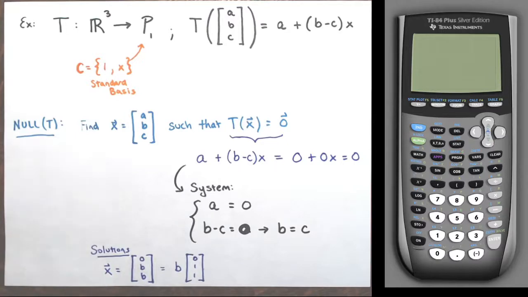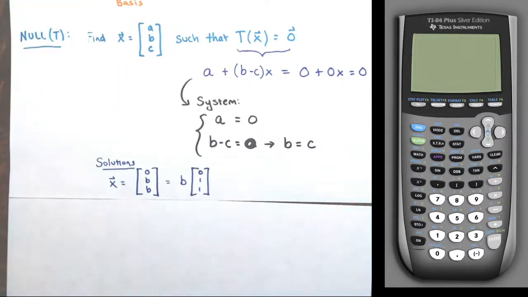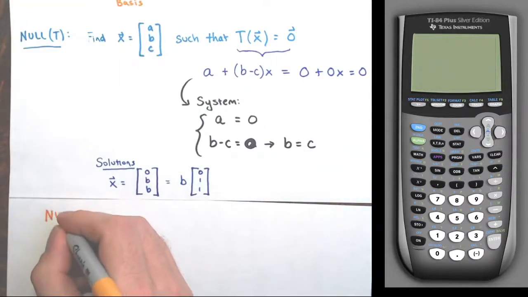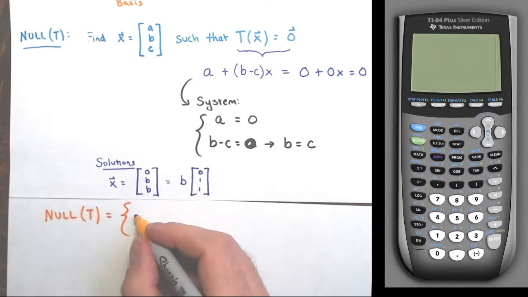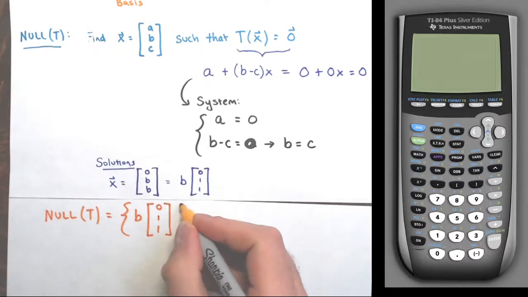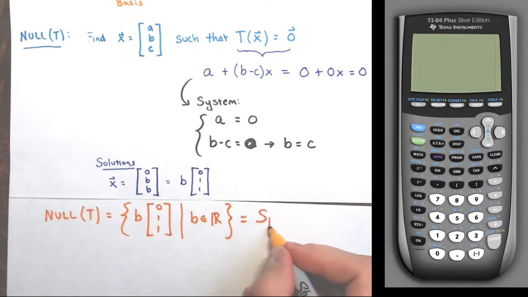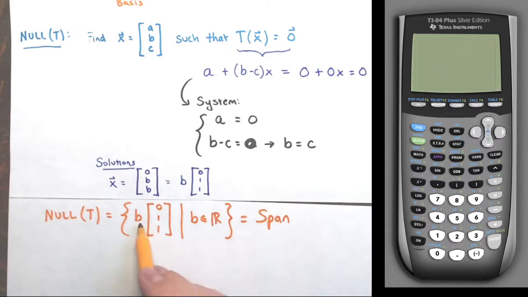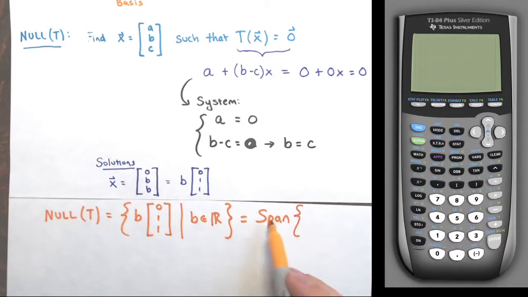All right, so we're getting here that the null space of T is the set of all vectors that look like this: B times 0, 1, 1, where B is just some real number. But I mentioned this in the last example. This is just the span, the set of all scalar multiples of 0, 1, 1, the linear combinations of 0, 1, 1. This is just the span of the set with the vector 0, 1, 1 in it.